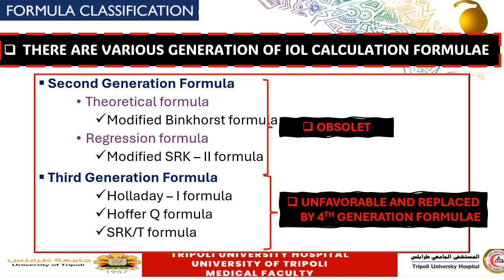In those cases, also the appearance of some cases of keratoconus and the severe cases of corneal ectasia make the prediction of the IOL very difficult. Also in the extremes of eye sizes, that is in short eyes and long eyes, they show a poor prediction error. So further modification of these generations was needed, and we will see that in the fourth generation they have better improvement and refinement of these formulas.